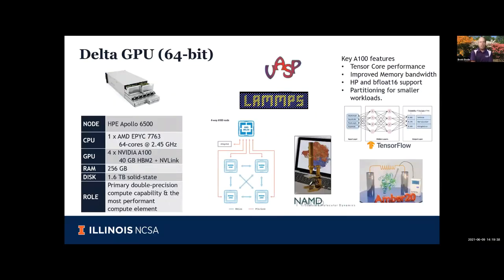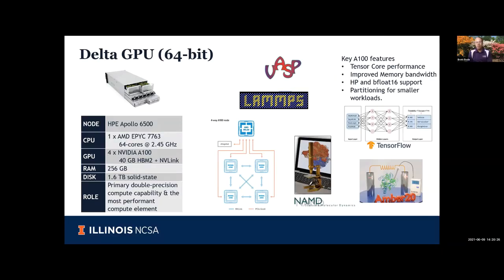So moving on, I'll talk a little bit about each type of node. The key node in Delta is the 64-bit GPU nodes. We have 100 of these, and they have a single 64-core AMD Milan processor, 256 gigs of memory, some solid-state storage for the OS and a little bit of local scratch, and then quad NVIDIA A100 GPUs, each with 40 gigabytes of HBM2 memory, all interconnected by NVIDIA's NVLink. So there's a very tightly coupled quad GPU node, and suitable also for scalable distributed GPU computations among multiple nodes.